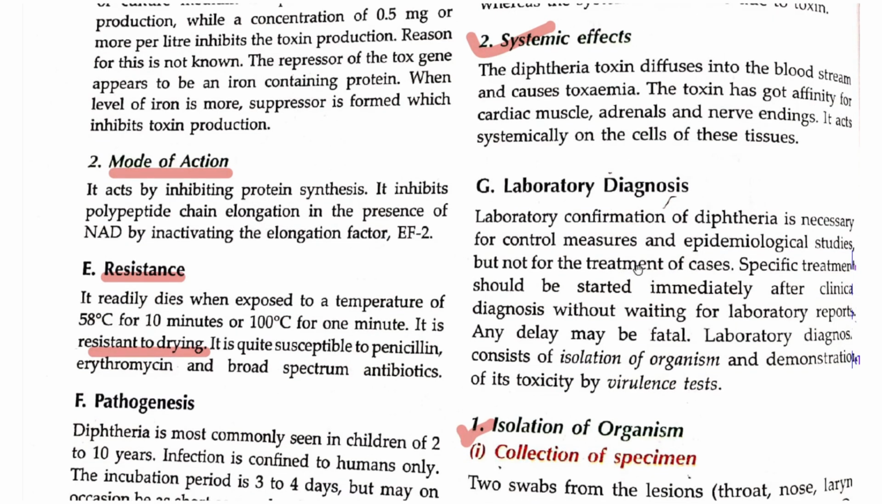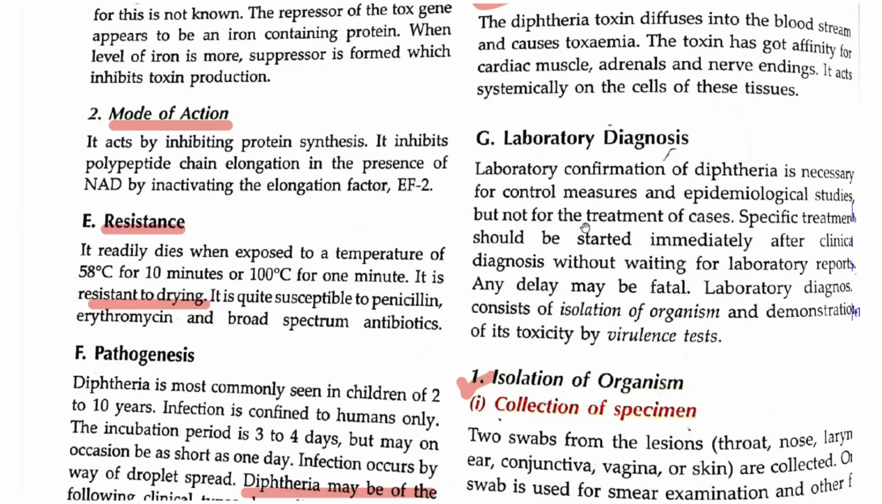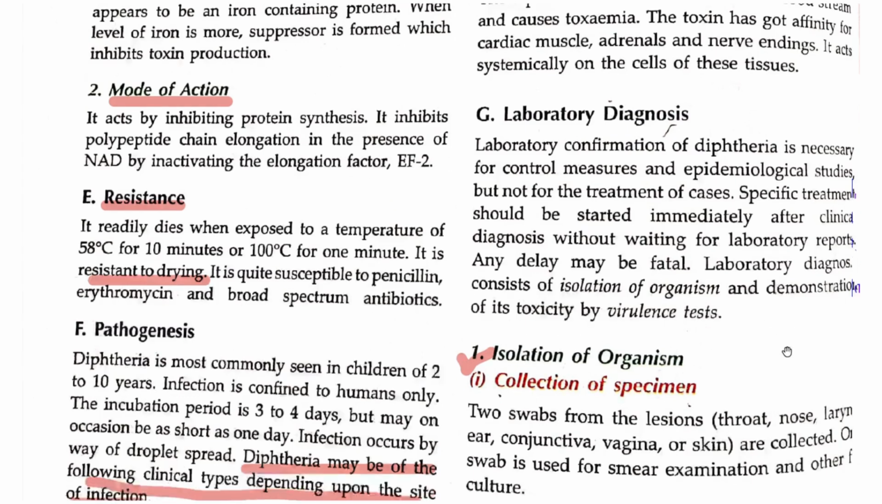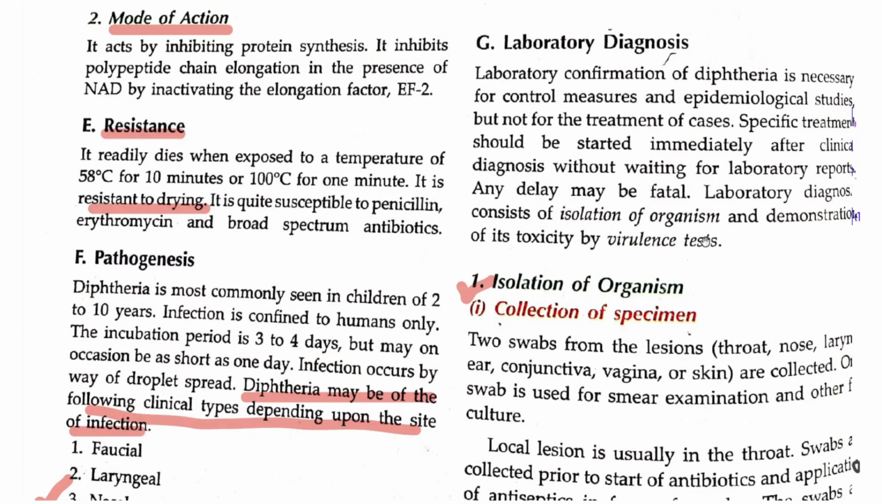Next we move on to the laboratory diagnosis. So how do we confirm that there is diphtheria present? First, the laboratory diagnosis consists of isolation of the organism and demonstration of its toxicity by the virulence test. So how do you isolate the organism?